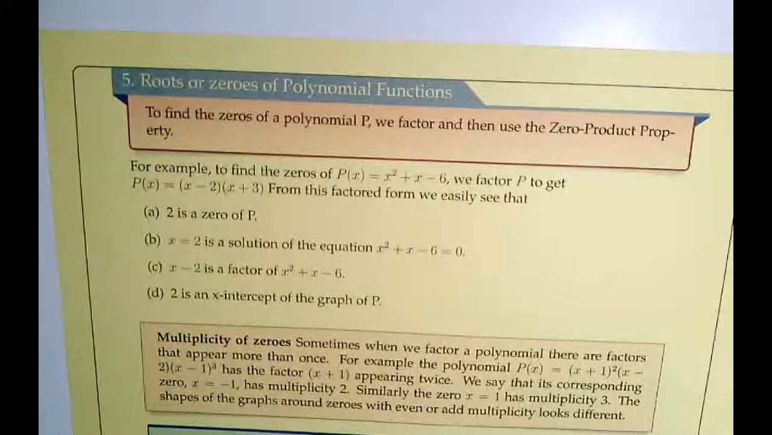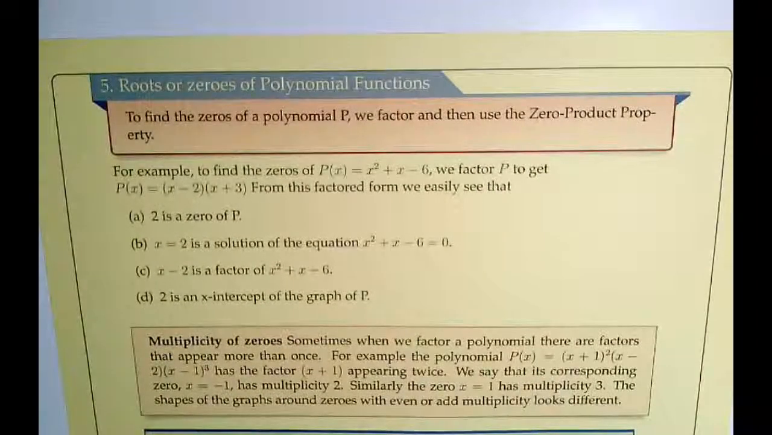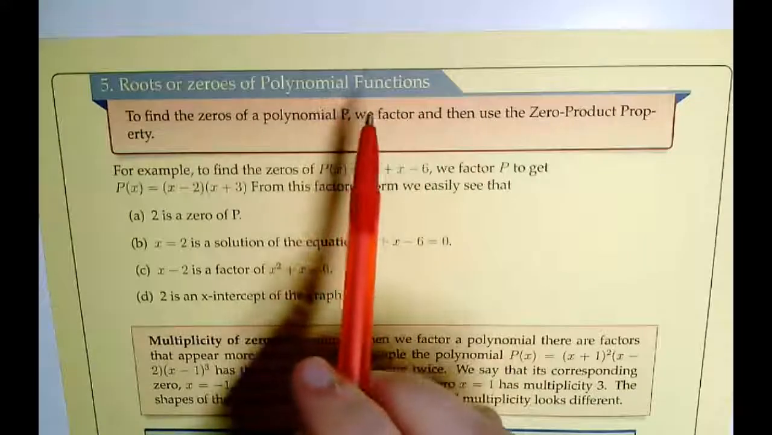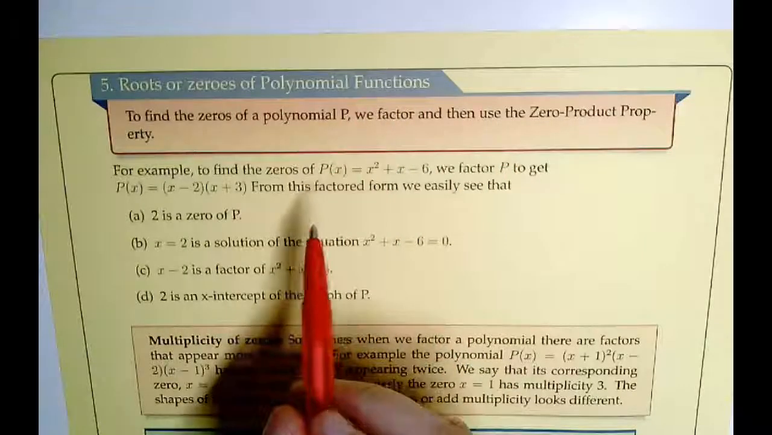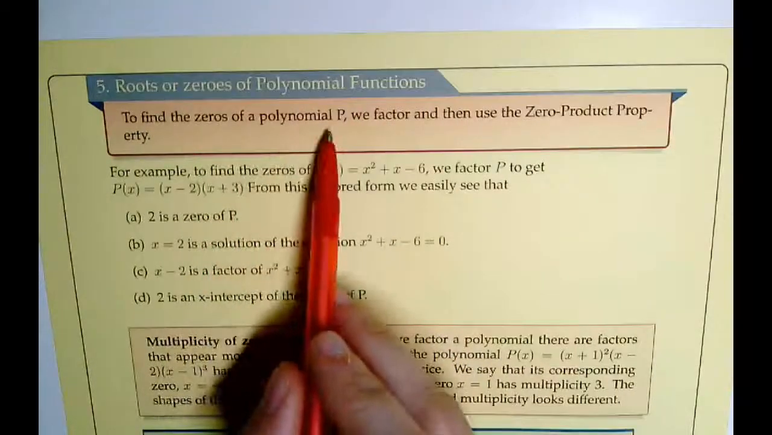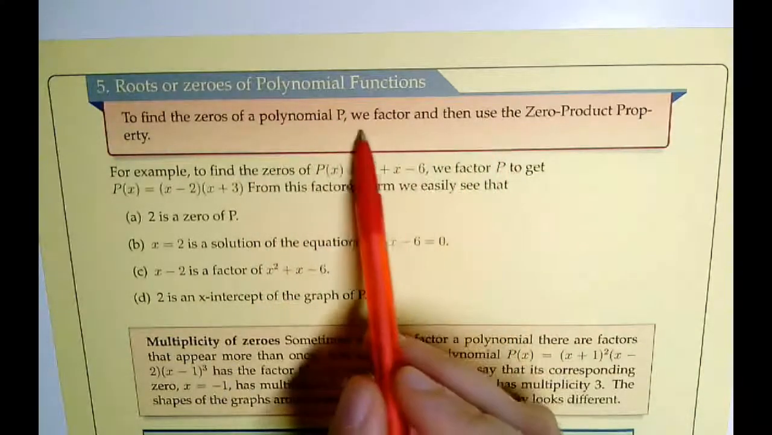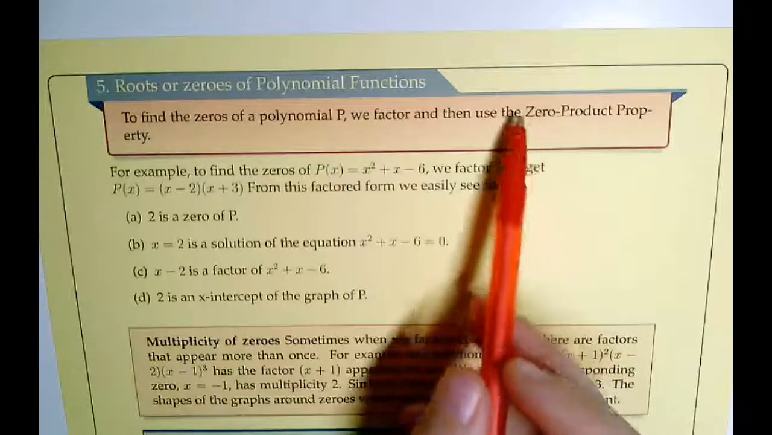All right, so the end behavior, the number of turning points, along with the zeros of a polynomial function is going to allow us to graph polynomial functions. So to find the zeros of a polynomial function, or of a polynomial p, we just have to factor and then use the zero product property.